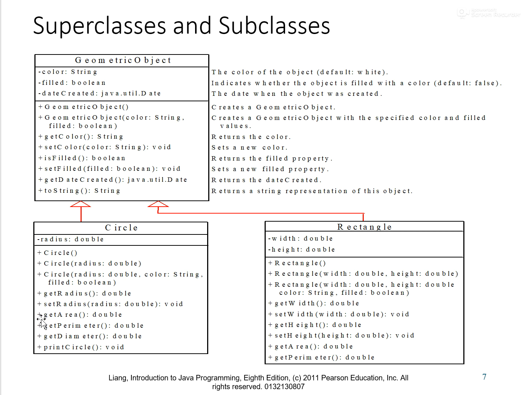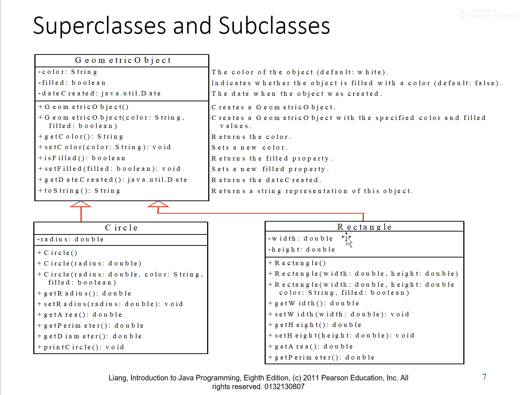So we're going to get that using the get area method. A circle also has a perimeter, which is basically the length of the outside of a circle. Get perimeter, get diameter, which is really just twice the radius. And we have a print circle method, which in this case won't be doing much.